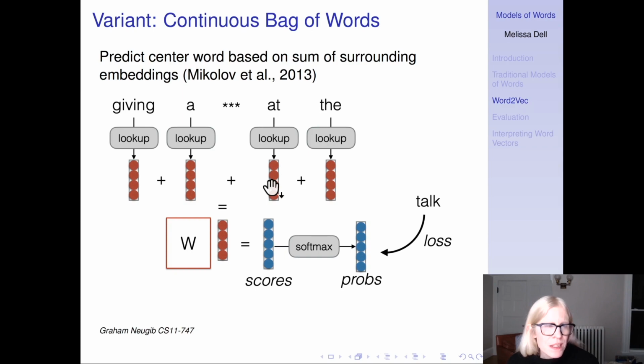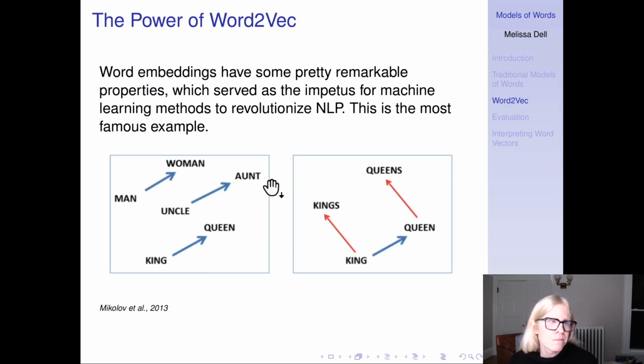There's a variant of this called continuous bag of words, where you predict center words based on the sum of surrounding embeddings. Okay, and so people were extremely excited about word2vec. Word embeddings have some pretty remarkable properties.